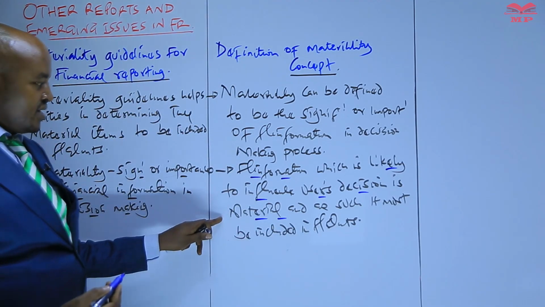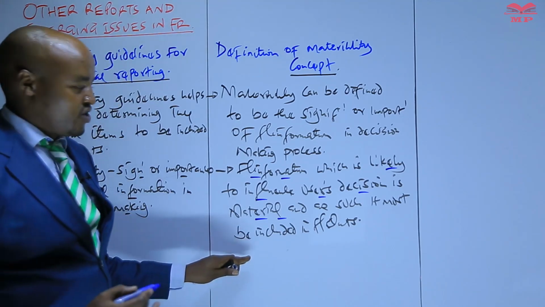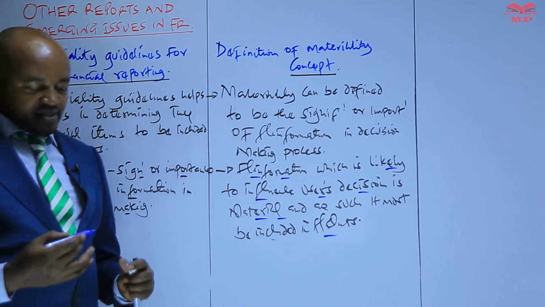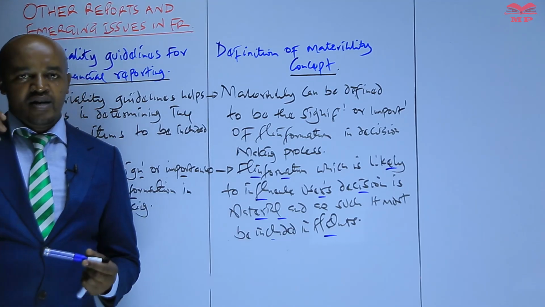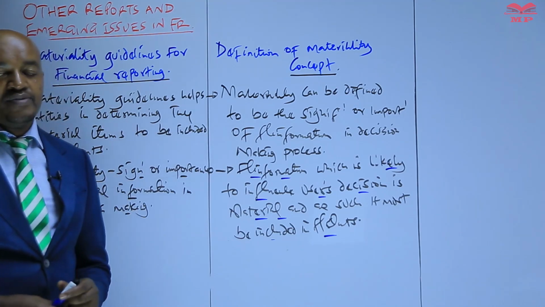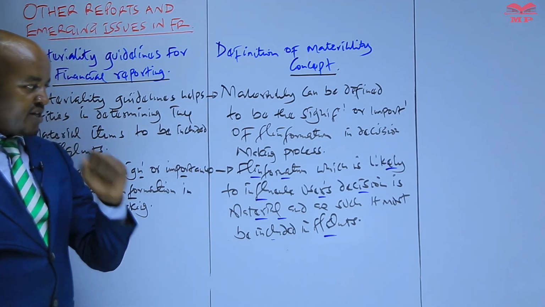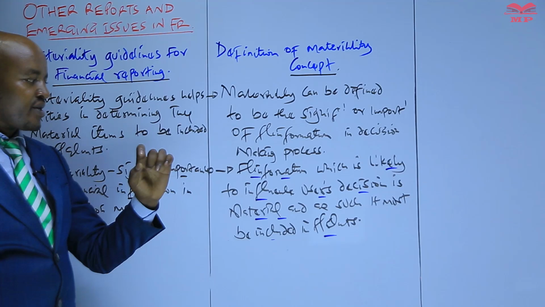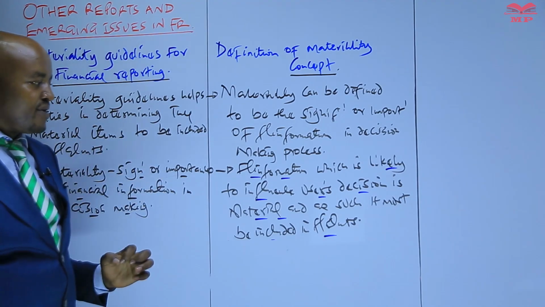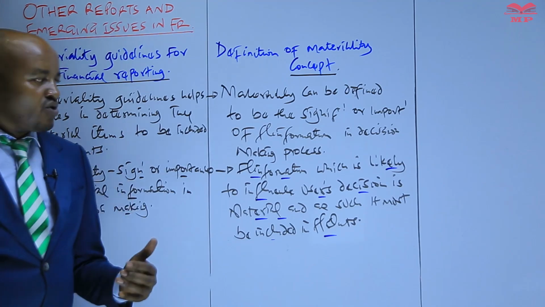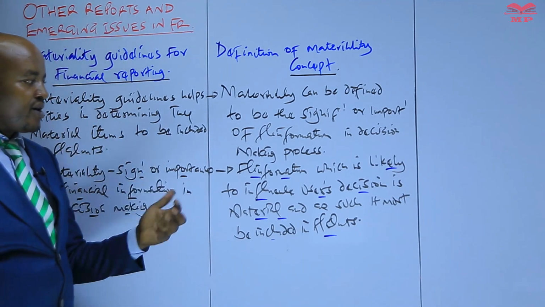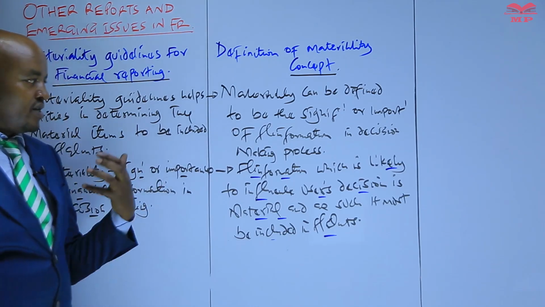So anytime the company is preparing the financial statement, that information must be included there. Otherwise, if the company prepares a financial statement and such information which is material is omitted, then we can say that this particular financial statement is misleading because it does not contain information which is material.